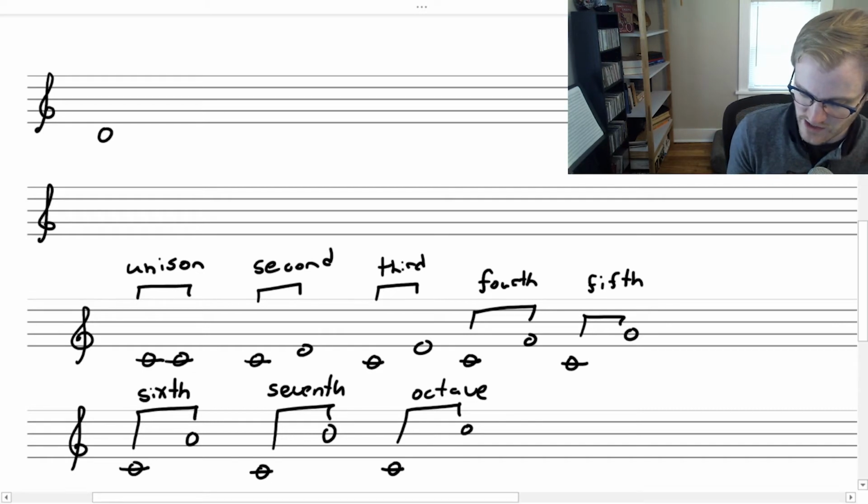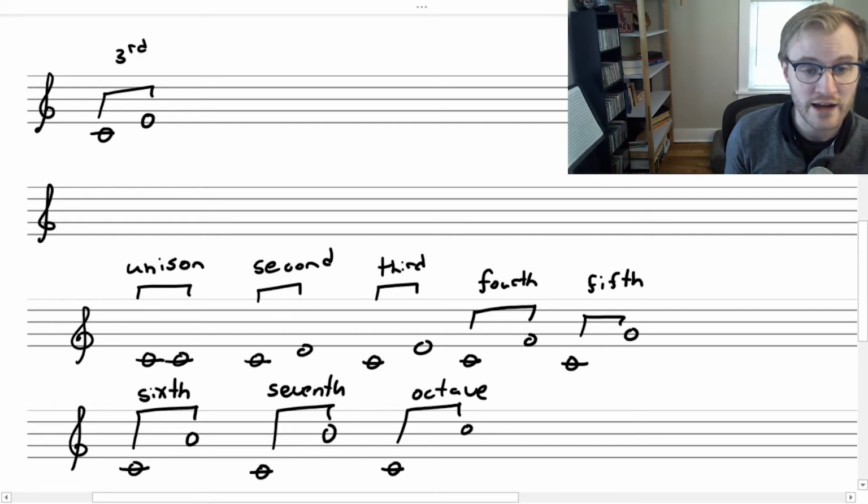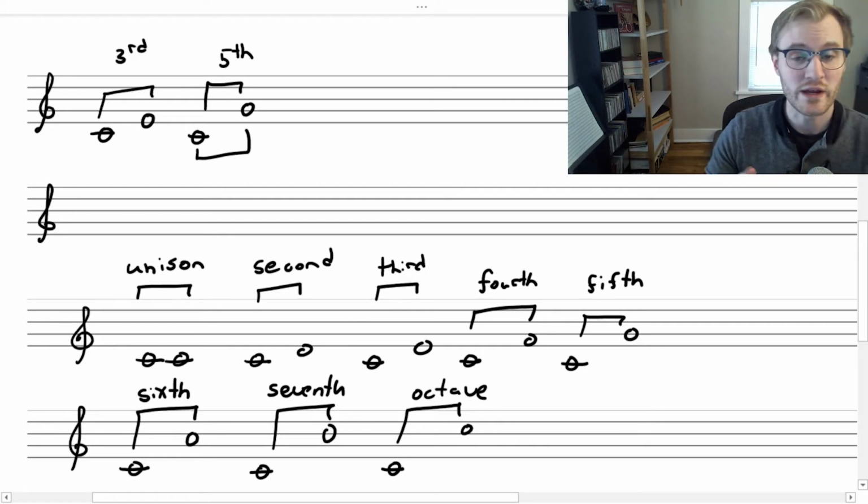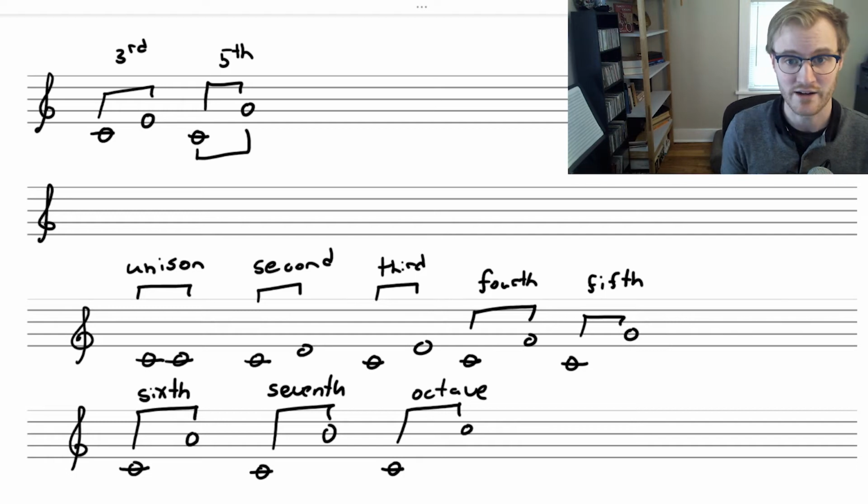So for example, if we start on C and we go up to E, this would be an example of a third, and you'll notice that they are both on lines. Or if we were to go from C to G, which would be an example of a fifth, you'll notice they are also both on lines. So if both notes are on lines, then it's going to be an odd numbered interval.